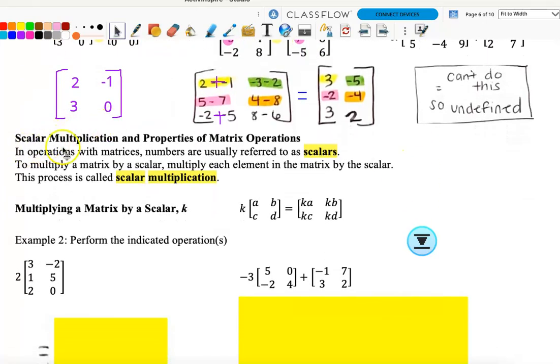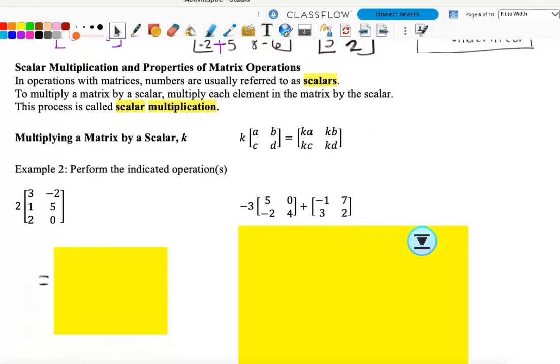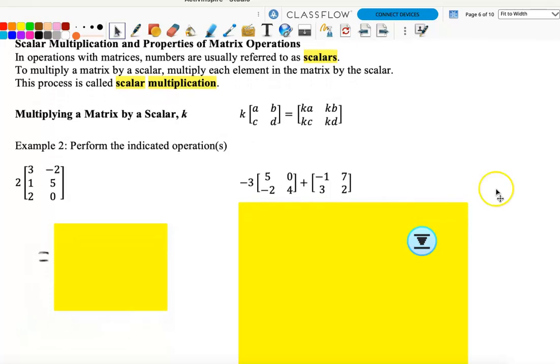So a scalar multiplication is very similar to distributing. When you're going to multiply a matrix by a scalar, you're going to multiply every single element or number in the matrix by that number. So for example, if you had the letters A, B, C, D, and you were multiplying them by K, you would have Ka multiplied, Kb multiplied, etc.